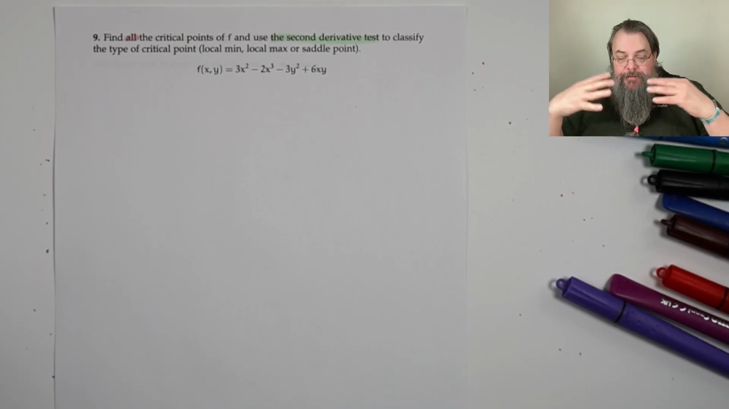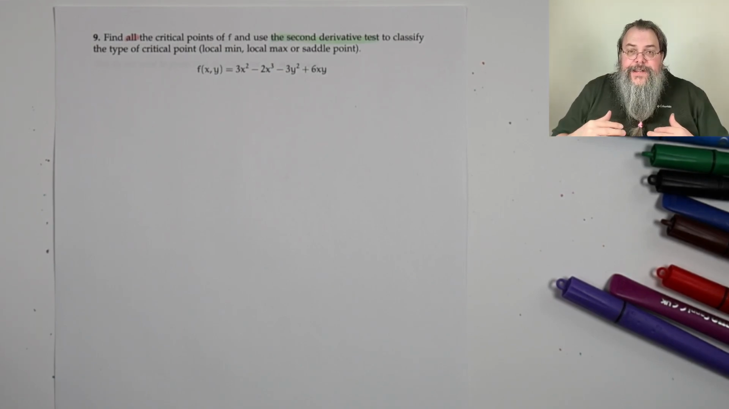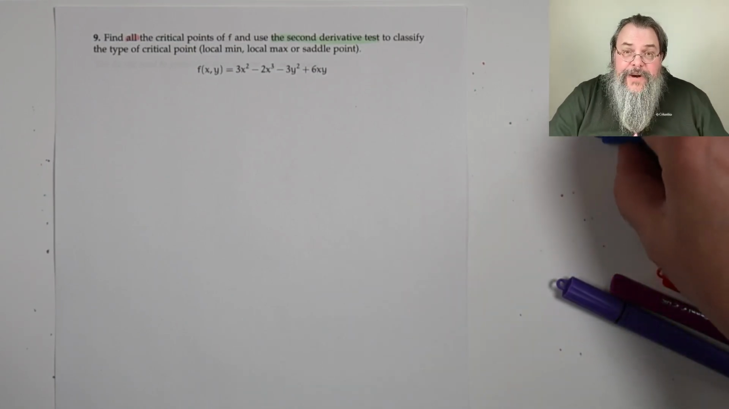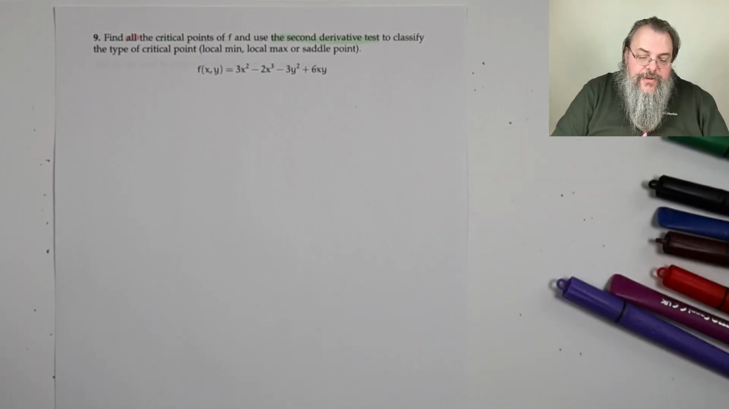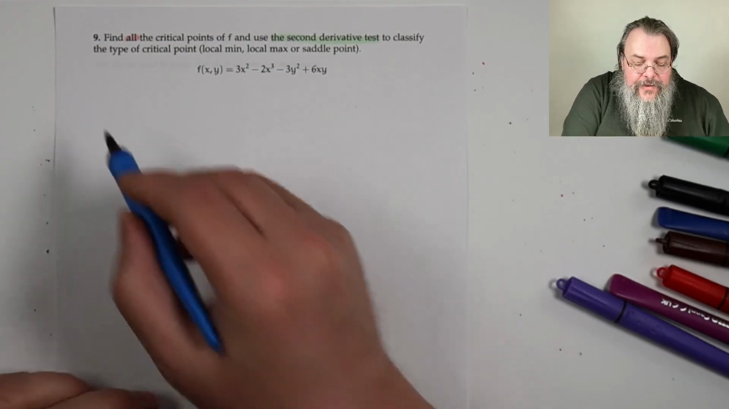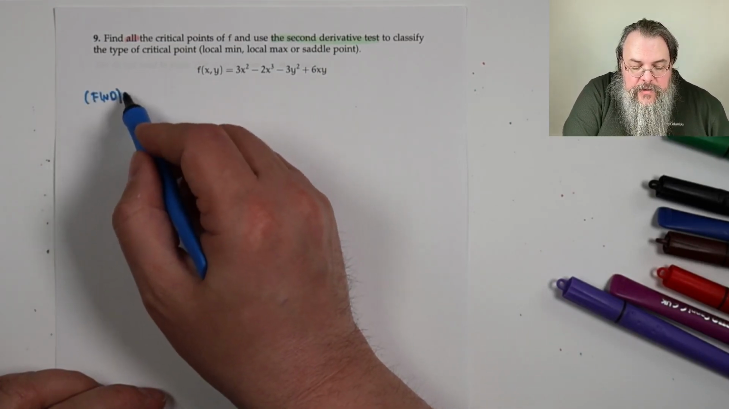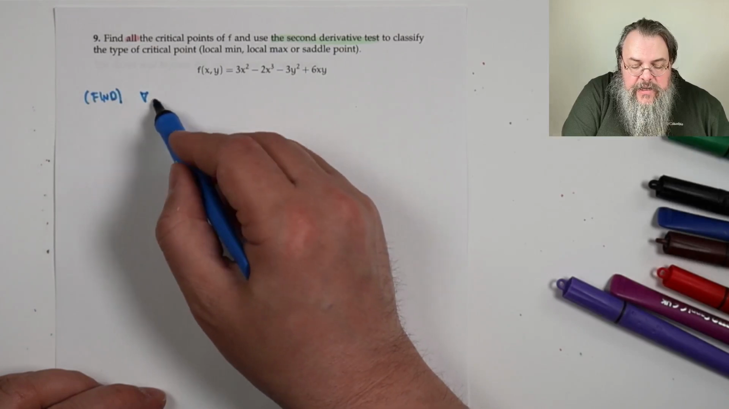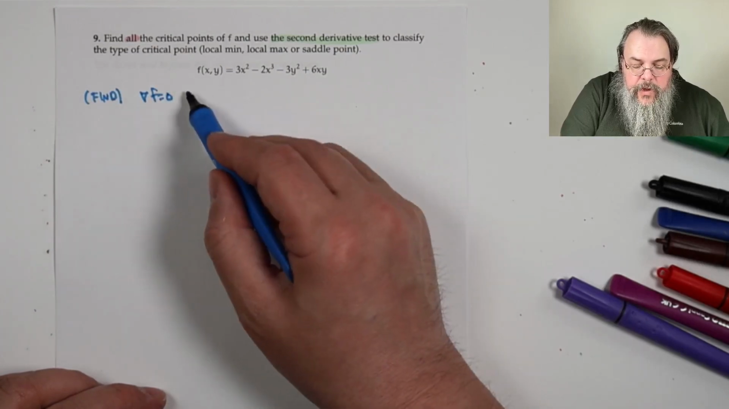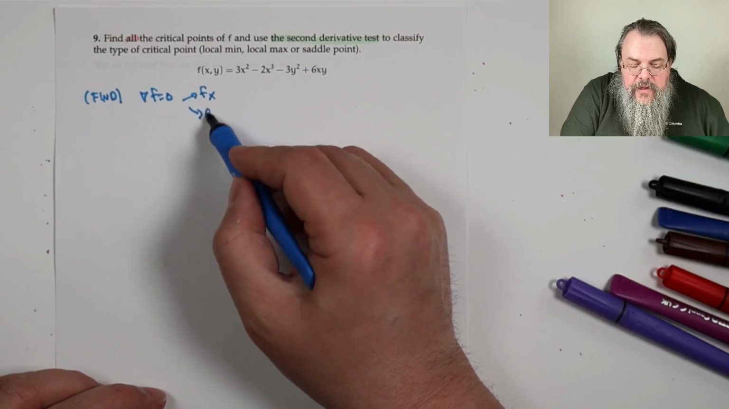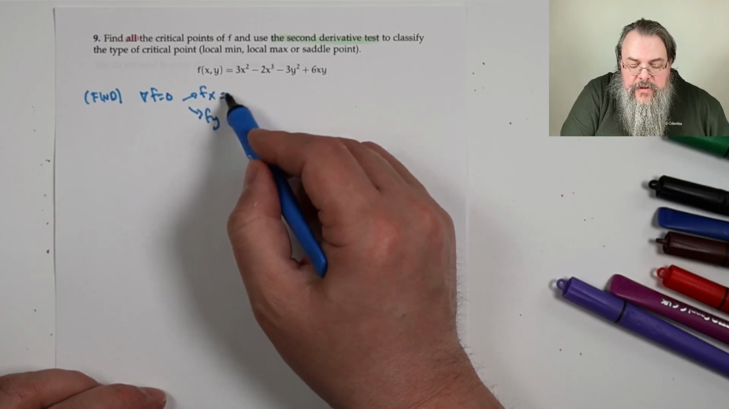And when you have a find and classify like this, we always go through 2 stages. So let's talk about stage 1. Stage 1 is the find. So we're in find mode. And this says, set your gradient equal to 0. Well, again, that really means take the partial derivatives and set them equal to 0.